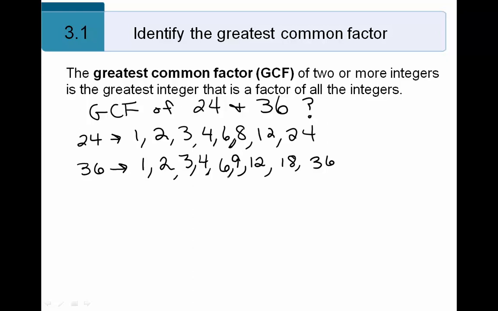So then comparing these two lists of factors, we see that they have 1 as a common factor, 2, 3, 4, 6, and 12 as common factors. And since 12 is the largest factor that they have in common, the greatest common factor of 24 and 36 is equal to 12.